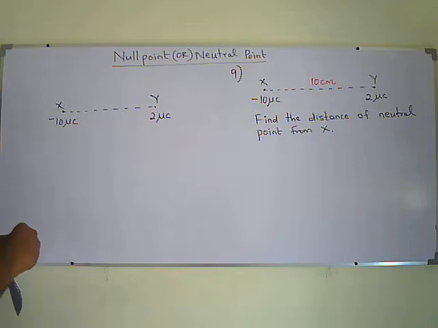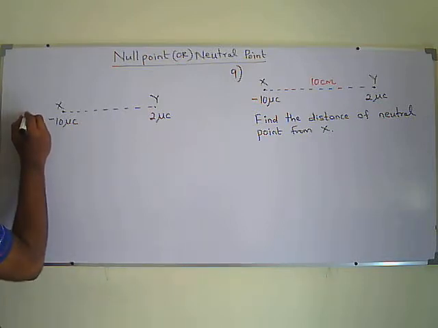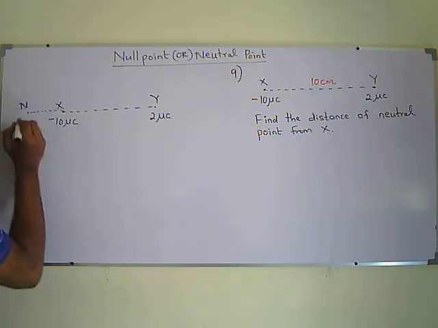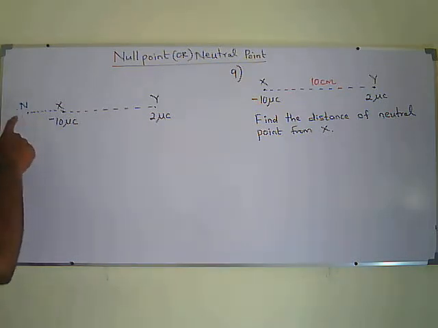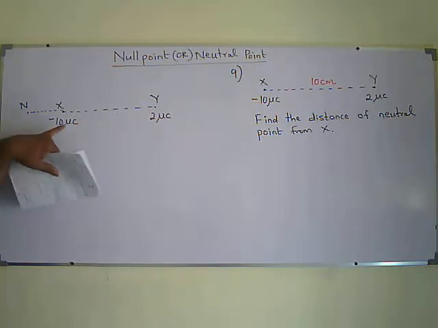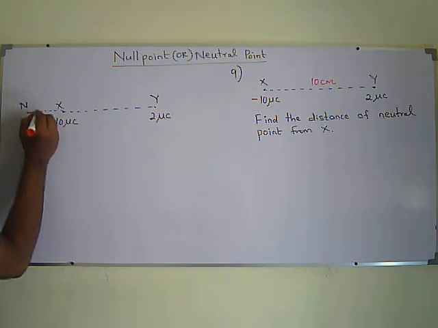Now where can it be? Can the neutral point be on the left of x? Is it possible? Now we'll think about that. If the neutral point is on the left of x, if I take that neutral point n, keep a positive test charge at n. If I keep a positive test charge, the 10 microcoulomb will attract it, so it will be towards the right.